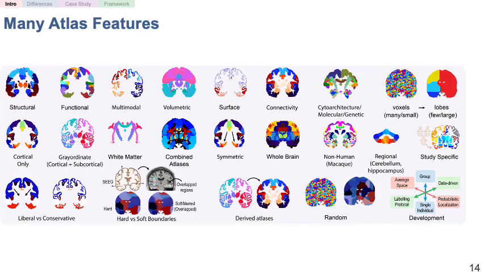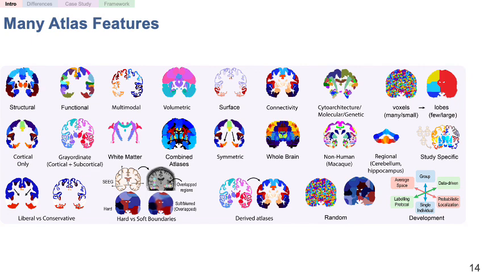So you can see here that there are many atlas features across the literature. You can have structural, functional, multimodal, volumetric, and surface-based atlases like I mentioned before. We can also have atlases based off of connectivity data, atlases based off of cytoarchitecture, molecular, and genetic data. You can have atlas regions that tend to the sizes of voxels with thousands of regions, or tend to the size of lobes with very few regions. Now, some atlases only include cortical structures, while other atlases include both cortical and subcortical gray matter structures, termed grayordinates, but still leave out white matter regions. Thus, there are also white matter atlases.